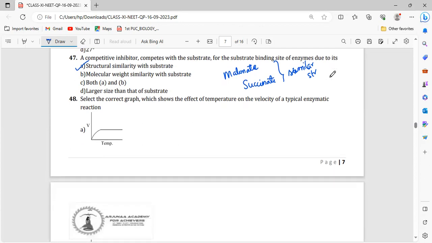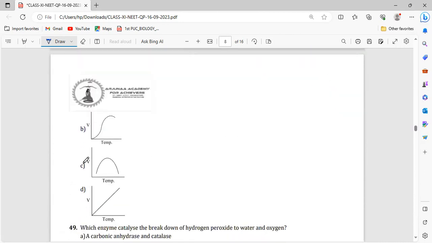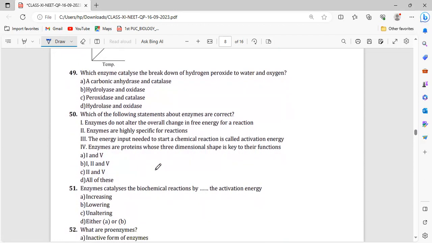Then 48. Select the correct graph which shows the effect of temperature on the velocity of a typical enzymatic reaction. Previously also we had seen such a question. So it should be option C. Then 49. Which enzyme catalyzes the breakdown of hydrogen peroxide to water and oxygen? This will be done by peroxidase and catalase.